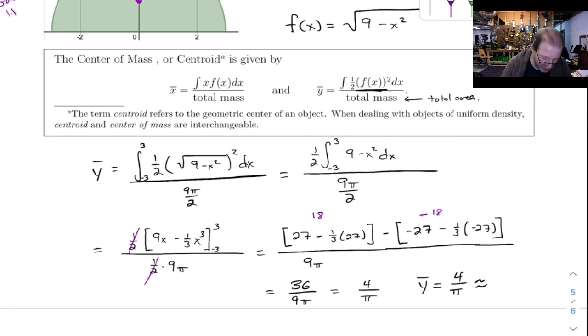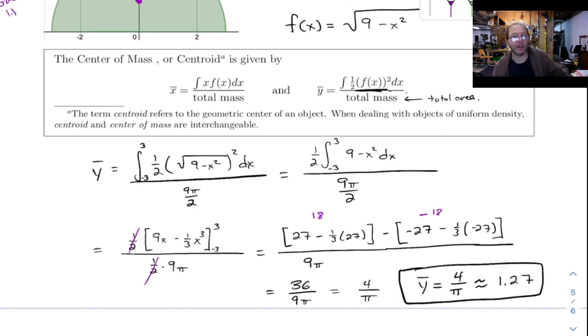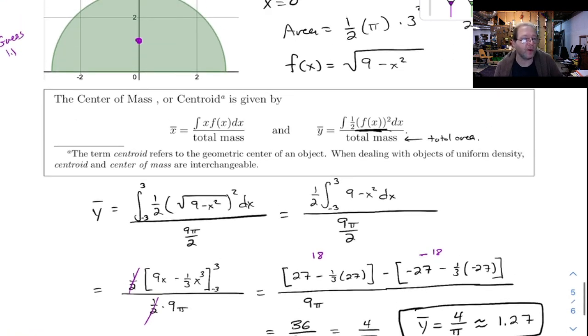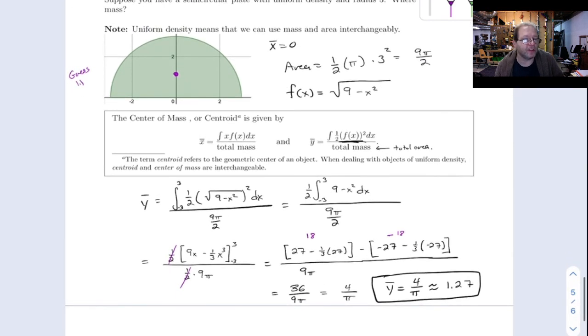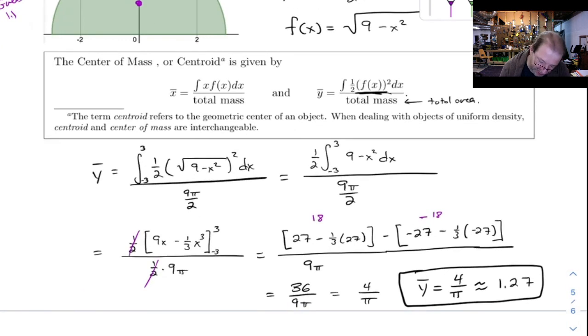4 divided by pi on my calculator is 1.27. Of course, it keeps going, but I'm just going to round it off there and use a squiggly equal. So my guess was 1.1, and I was off by a little bit. But I was right that it's a little bit more than 1. So anyway, these formulas are the key to doing centroids.